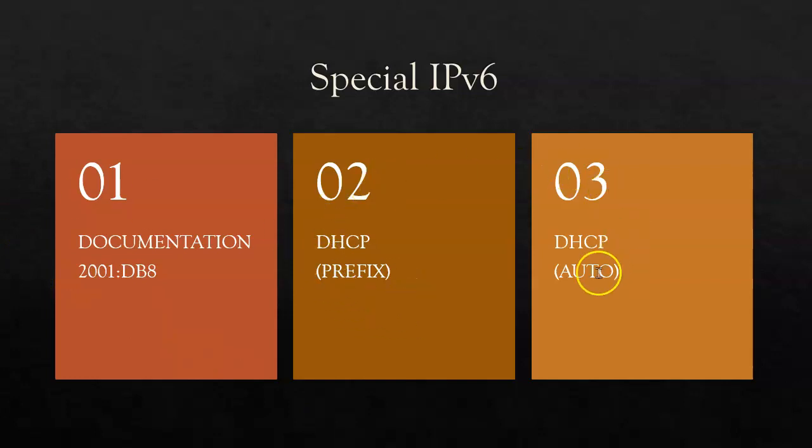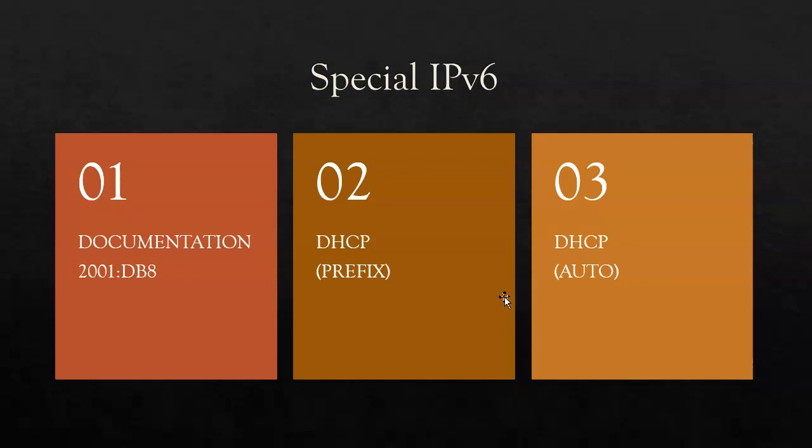So we have two different kinds of DHCPs. DHCP is where, in general, in IPv4, I would give the addresses out in a pool. So I would set up a pool of addresses and I would just hand them out as the requests come in.